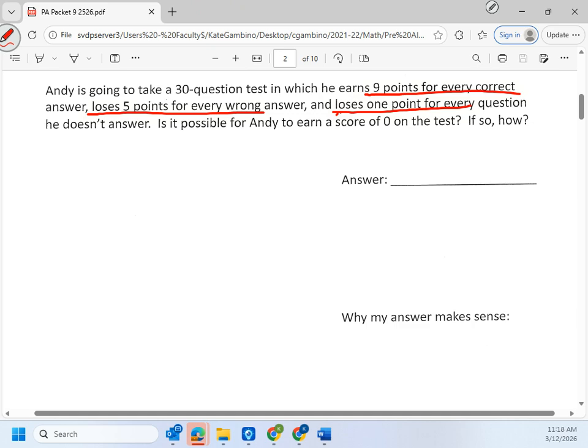There are multiple solutions to this. So you might come up with one and your neighbor comes up with something different. That's okay, as long as it equals out to be a 0. You have to show me how many correct, how many wrong, how many he doesn't answer, and how that adds up to be 0.